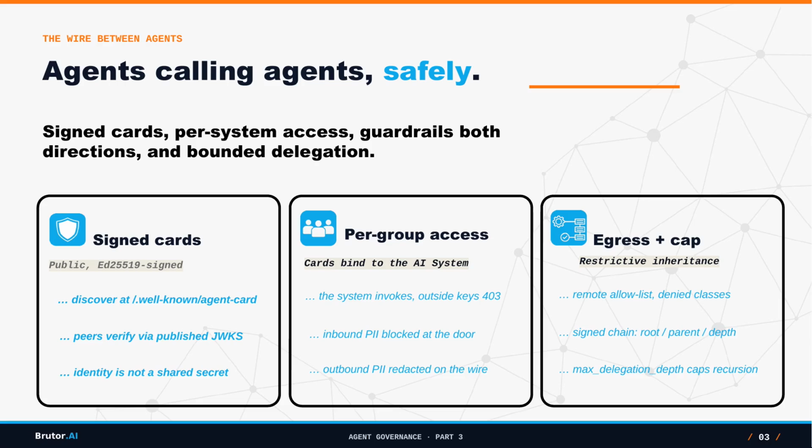The moment agents delegate to other agents, you have a network, and a network needs border control. Brutor speaks the A2A protocol and makes the mesh a governed surface. Signed cards, per-system access, guardrails in both directions, and bounded delegation.